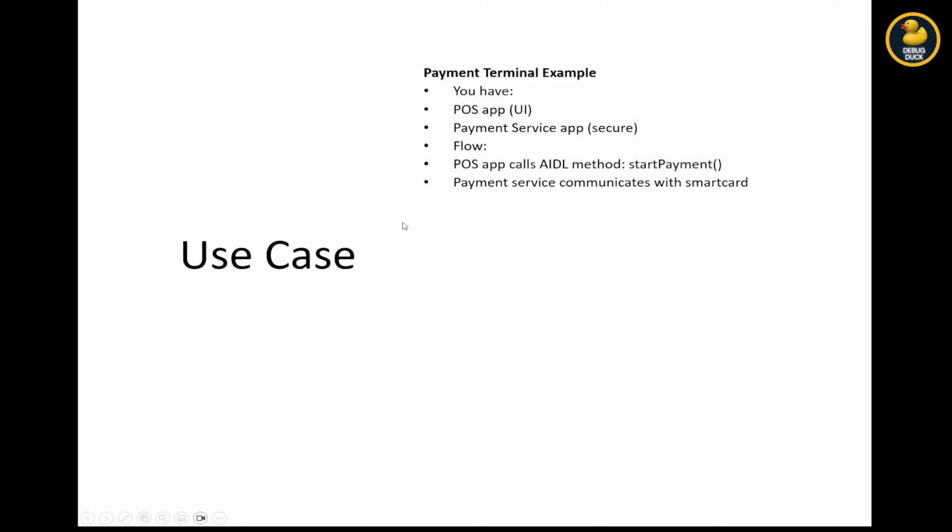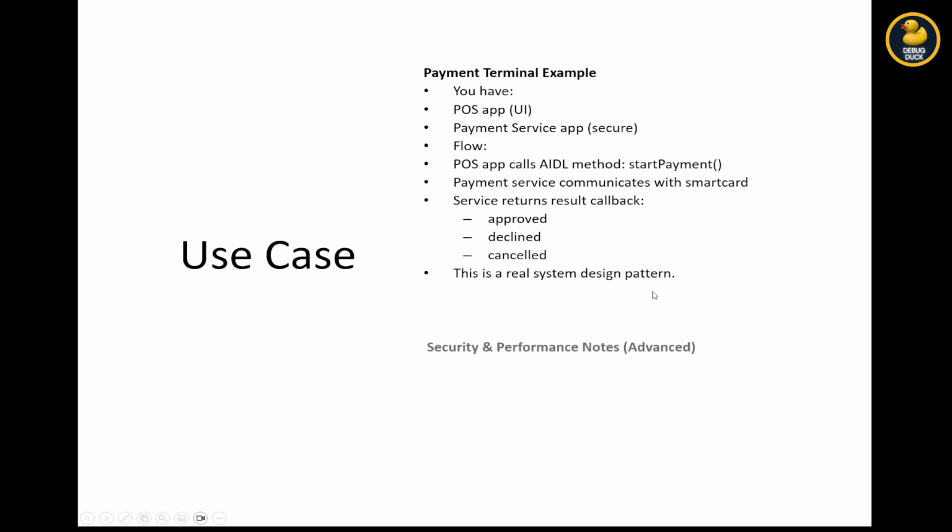The use cases: payment terminal example. If you have a point of sale app that contains a user interface, and a payment service app which is secure, the flow will be as follows. The point of sale app will call an AIDL method like start payment. Then the payment service communicates with the smart card, and the service will return a result callback to you, which is approved or declined or cancelled. This is a real system design pattern.